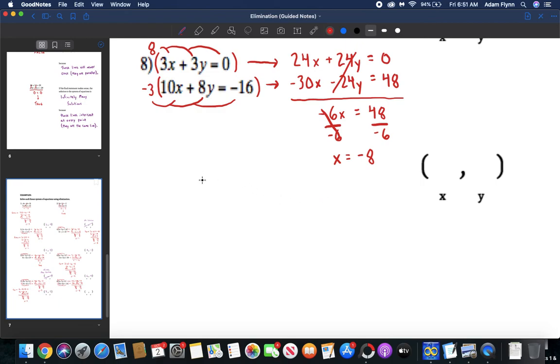All right, so now I need to pick the top or bottom equation and solve for my y. So how about we do, let's do the bottom equation this time. So if we do the bottom equation, I'll have 10 instead of x. I've got times negative 8 plus 8y equals negative 16. 10 times negative 8 is going to be negative 80. Bring everything else down.